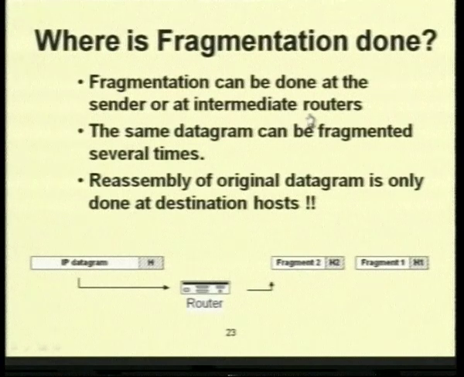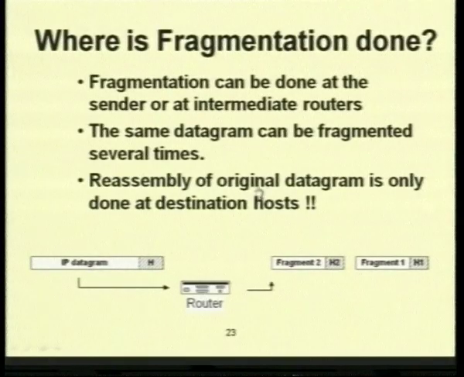So where exactly is fragmentation done? Answering that question, it can be done at the sender or at the intermediate routers. The sender itself may have to do the fragmentation, or it may have to be done at the intermediate routers. And the same datagram can be fragmented several times. The reassembly of the original datagram is only done at the destination host. Now we can come up with an explanation as to why reassembly is done only at the destination host. Let us first take a look at the fragmentation. Now fragmentation, as I said, can be done at the sender or at the intermediate routers.